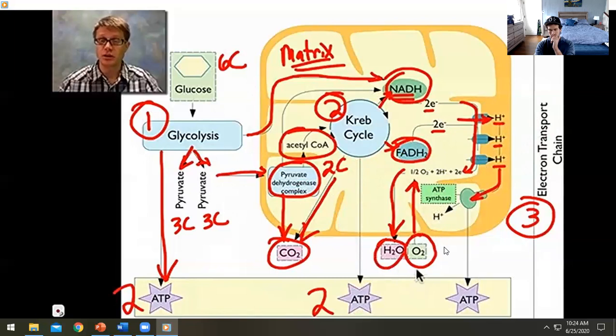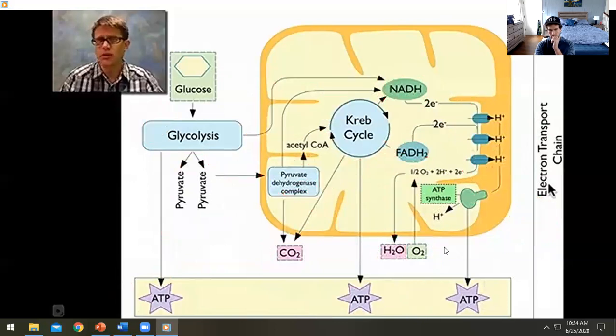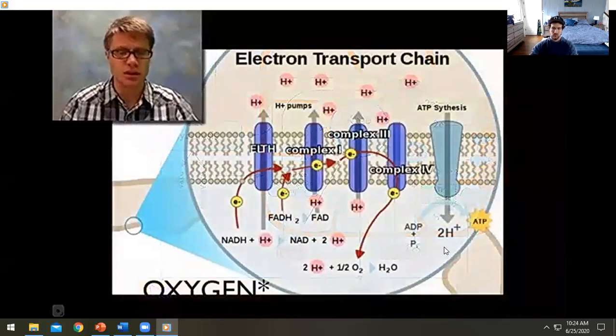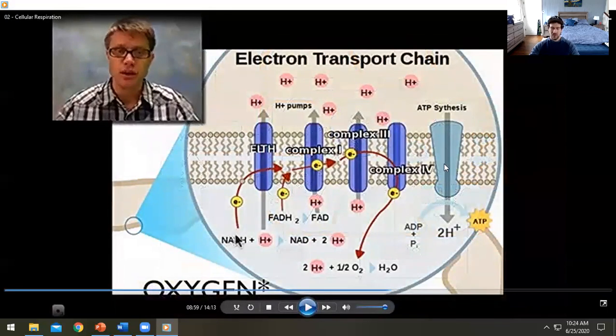Now, how much ATP do we make down here? Well, we can make around 32 or 34 ATP in this last step. And so in the electron transport chain, we're making a whole heck of a lot of energy. And so it's worth taking a look at how that actually works. So let's go to the electron transport chain. And no, we're not.